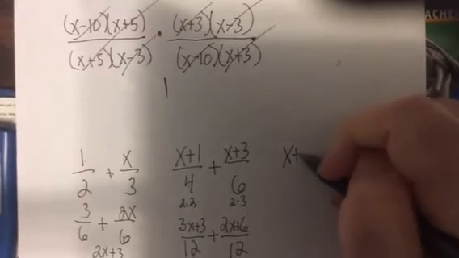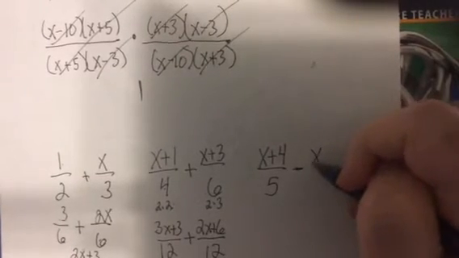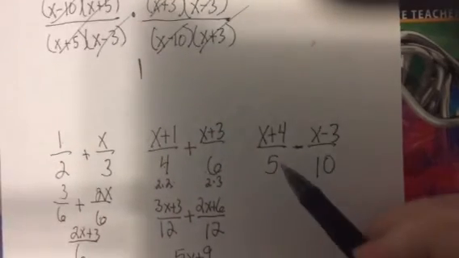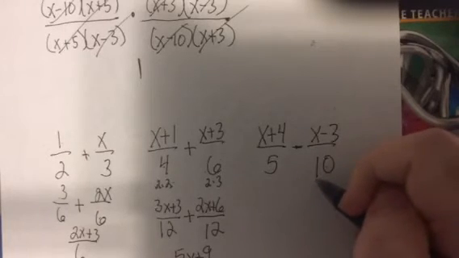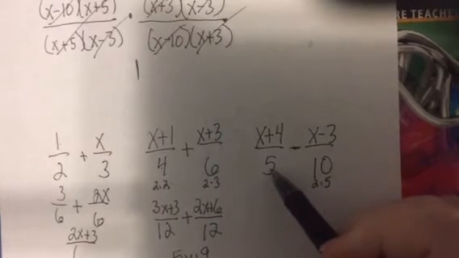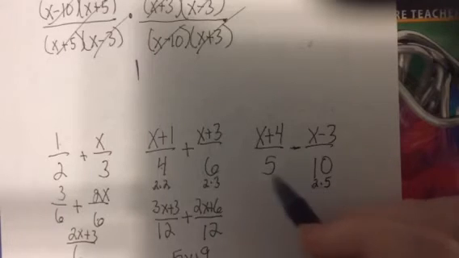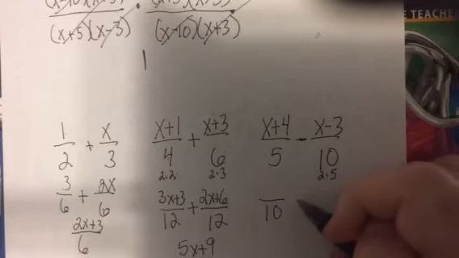So x plus 4 over 5 minus x minus 3 over 10. So again, you could say, what number does 5 divide into? What number does 10 divide into? Or you could say 10 is 2 times 5. So, okay. So I have 1, 5, I have 1, 5, so I need 1, 5. And I have 1, 2, and no 2, so I need 1, 2. So my denominator, or LCD, should be 10.